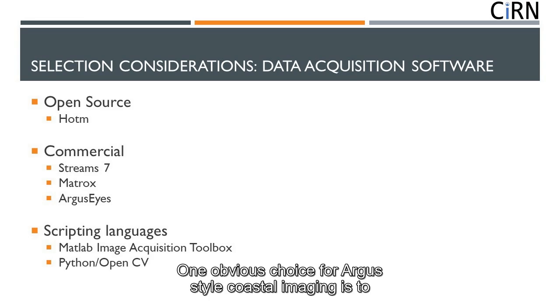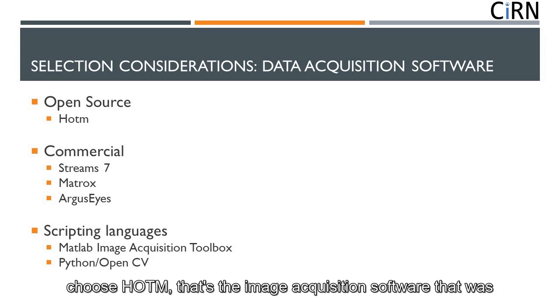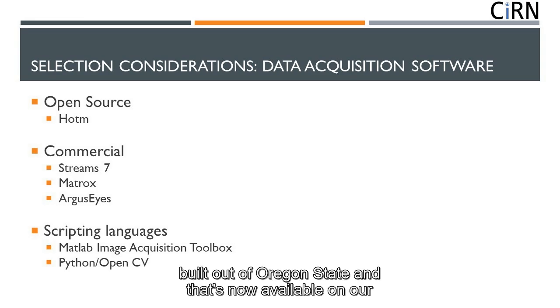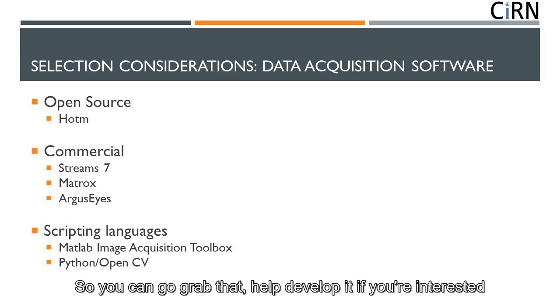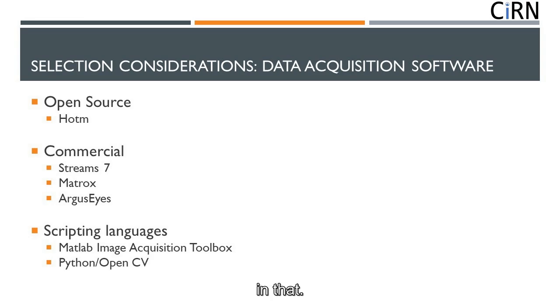One obvious choice for Argus-style coastal imaging is to choose HOT-M. That's the image acquisition software that was built out of Oregon State, and that's now available on our Coastal Imaging Research Network repository. So you can go grab that, help develop it if you're interested in that.